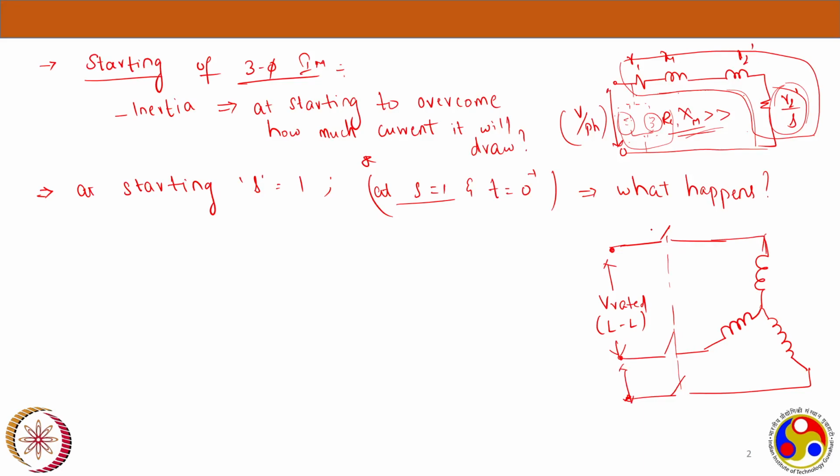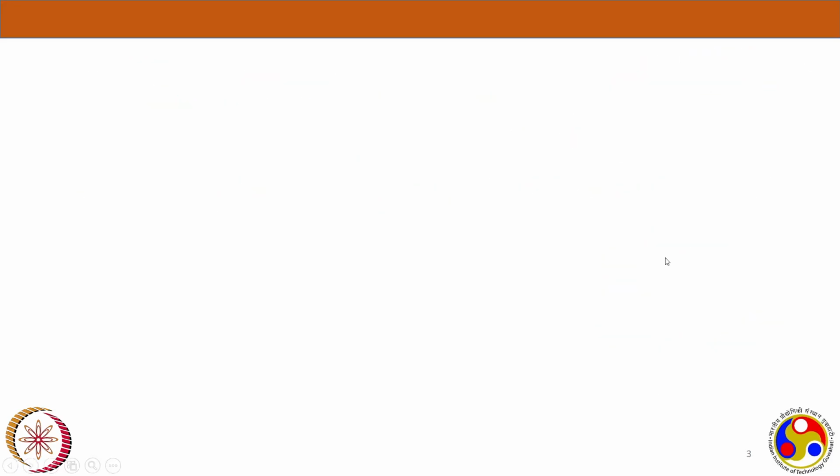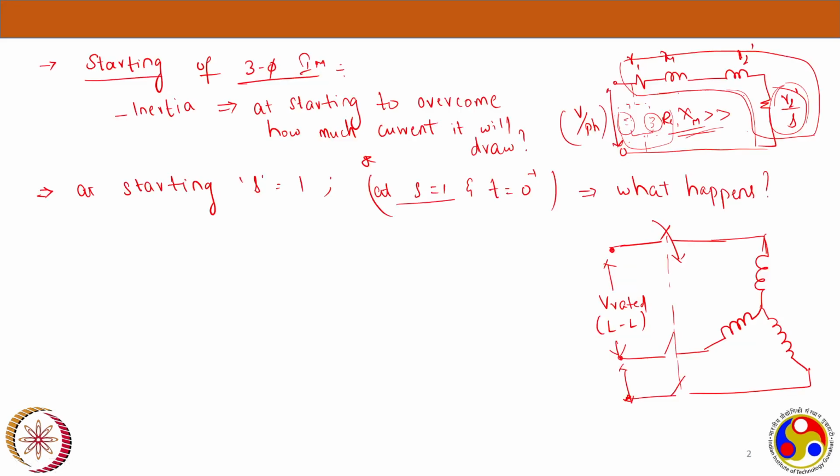Now when you close this switch, the current drawn will be very large. Usually the starting current, the amount of current that it will draw when you just close the switch, will be 8 to 10 times the rated current. So let's say the rated current is 5 amps or 10 amps, then the starting current would be 8 times the rated current. If it is a 5 amps machine, it will draw 40 amps at the time of starting. It is not good to pass such a high current through the windings.